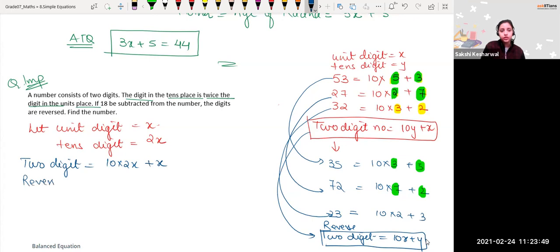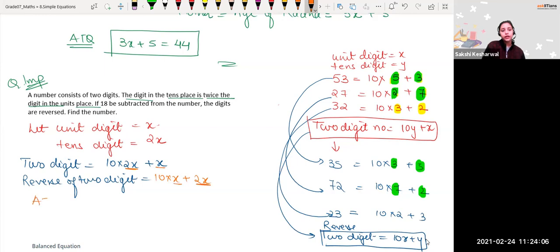Now, the reverse of the two digit number will be how much? The ones will become the tens and the tens will become the ones. So this is equal to 10 into x plus 2x, or not, right? So this has changed and this has changed.